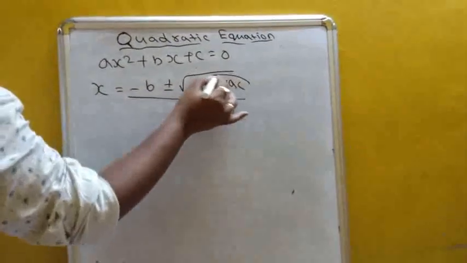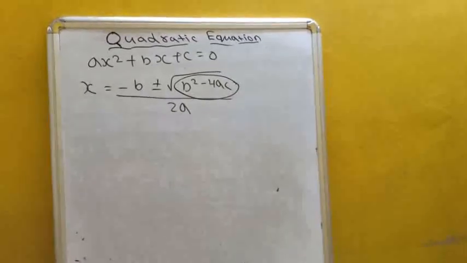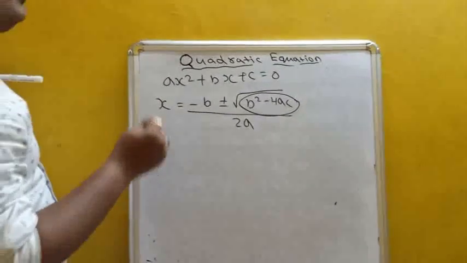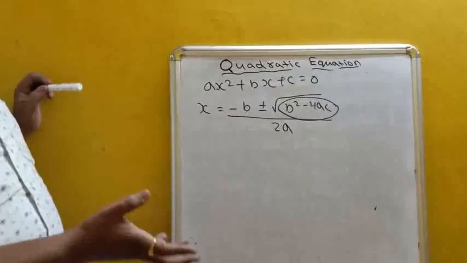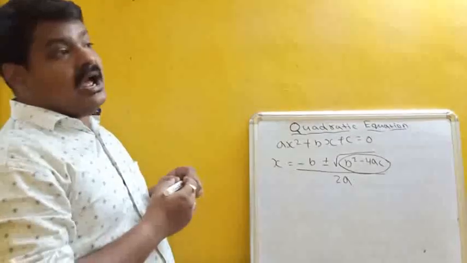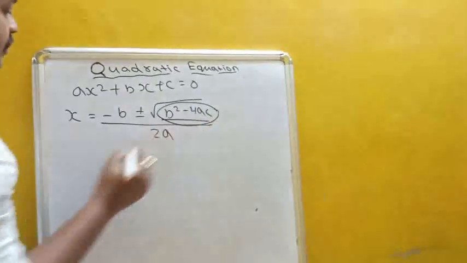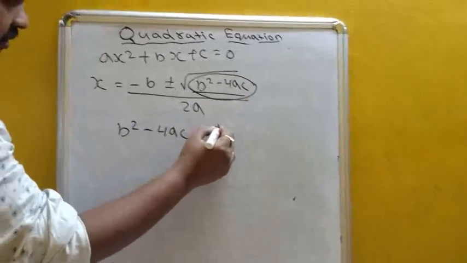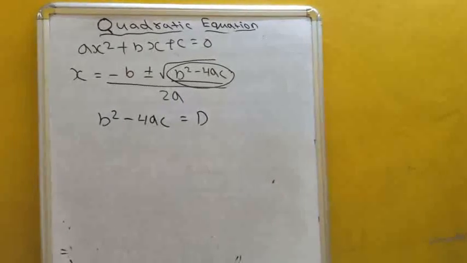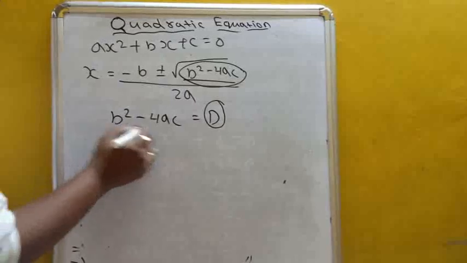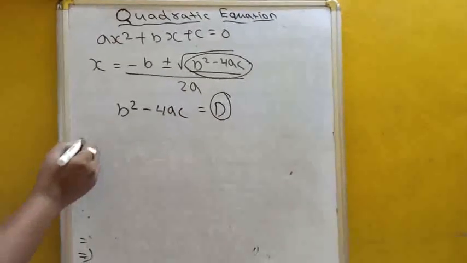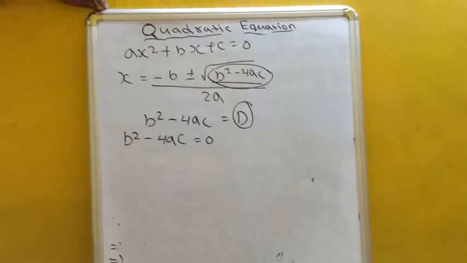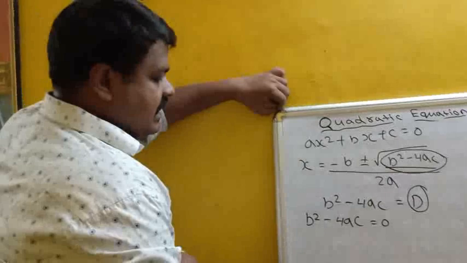So before that I want to tell you about this b square minus 4ac. How can you tell whether the equation's solution will come or not? If the solution will come, then what type of solution? It is equal roots, distinct roots, or imaginary. For that you have to remember that b square minus 4ac is known as D, or you can say the discriminant. If b square minus 4ac value is equal to 0, then the roots are real and equal.